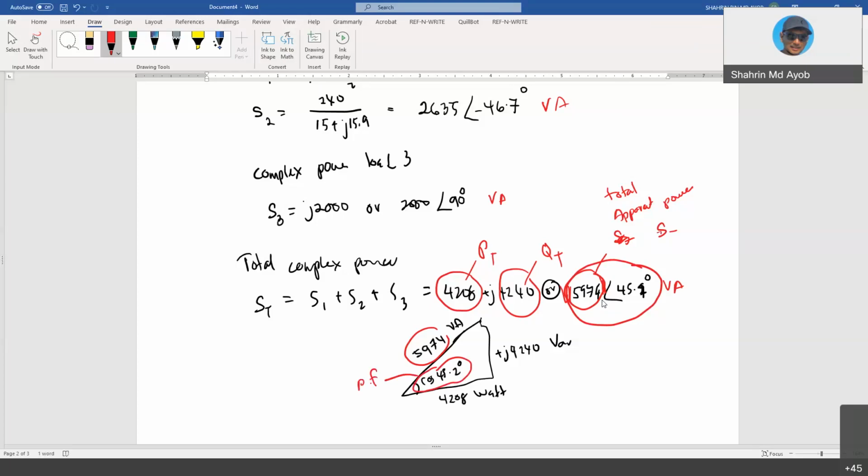So from total complex power, you can obtain all. The S total also represents the complex power supplied by the source, because in a circuit, all power supplied must equal all power absorbed. So the total power inside the circuit must equal the total power supplied by the source. Your S total is also your S source.